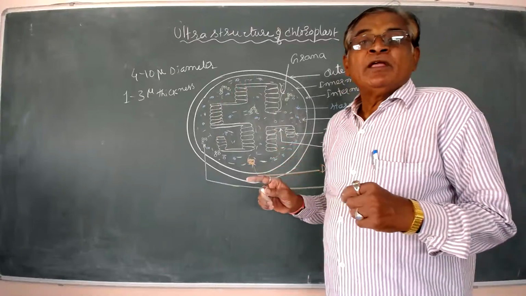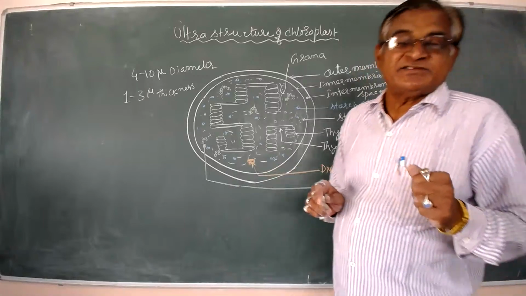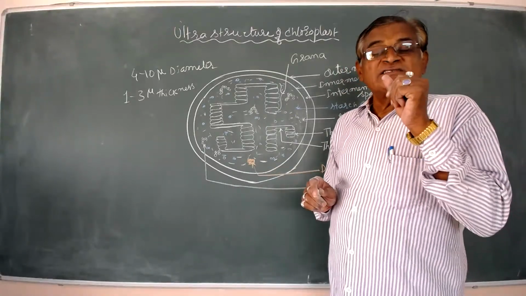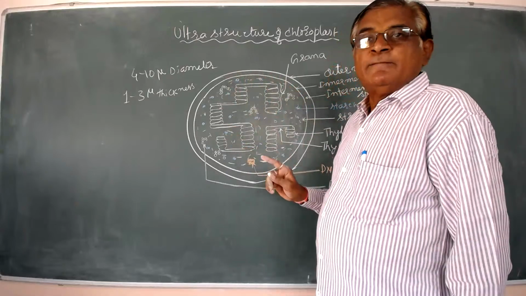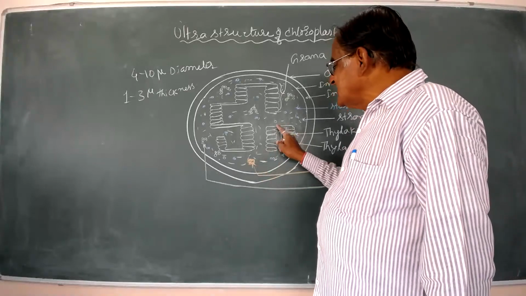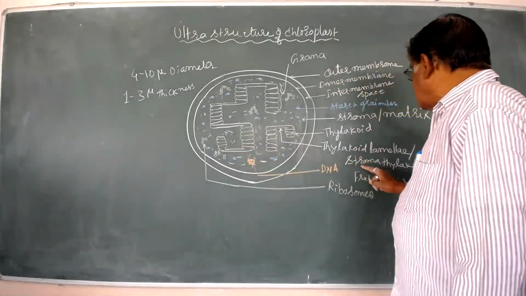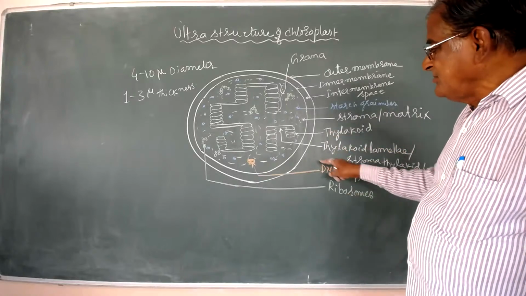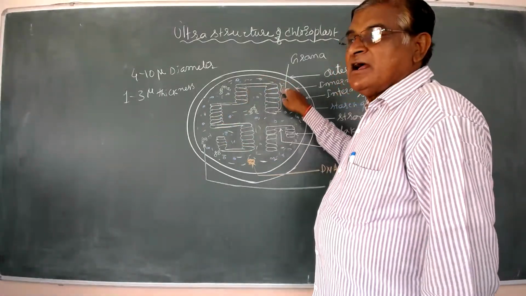In the stroma, soluble enzymes are present which are responsible for the dark reaction, along with some enzymes necessary for the synthesis of amino acids and fats. These are present in the stroma, the matrix. The thylakoids are interconnected by a layer called stroma lamellae, or stroma thylakoid lamellae, or thylakoid lamellae, or fret membrane. All are the same. These are the interconnecting membranes which connect each grana.